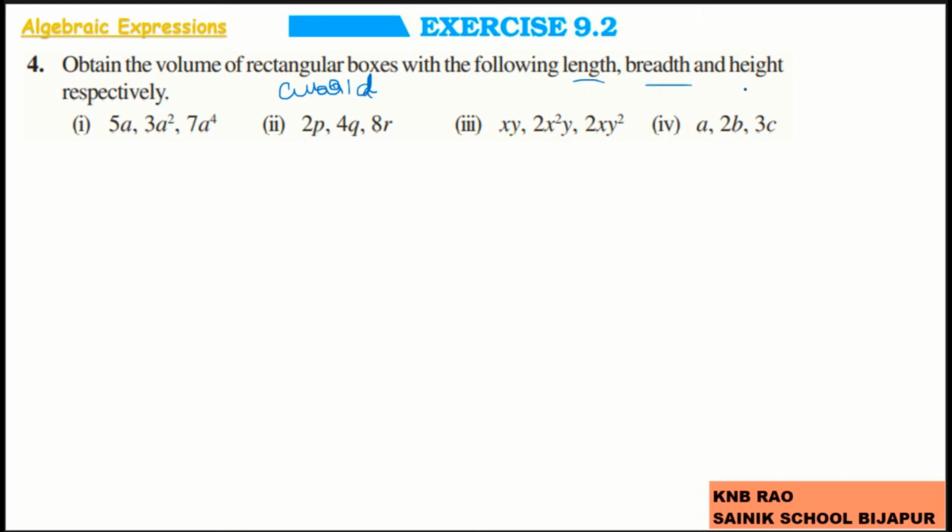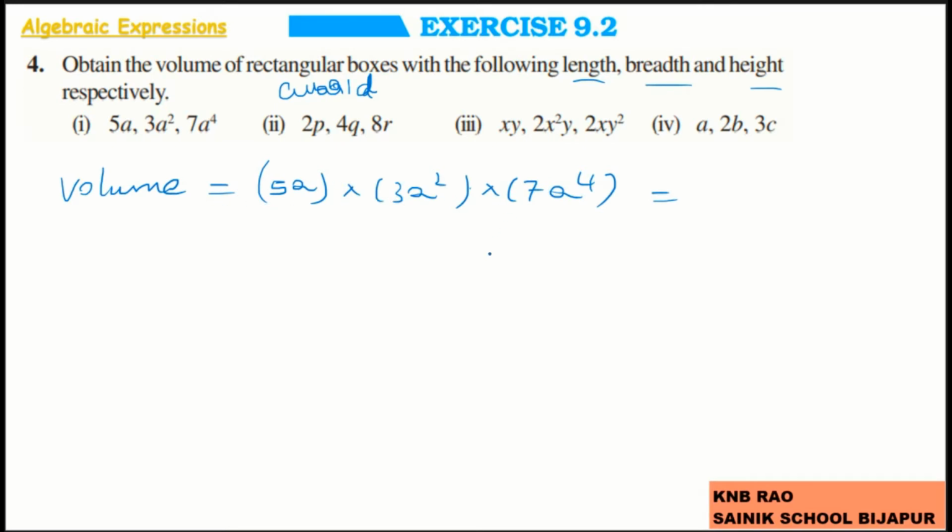Volume is the product of length, breadth and height. So in the case of the first one, volume equals 5a multiplied by 3a square multiplied by 7a power 4, where 5 threes are 15 and 15 sevens are 105. a into a square into a power 4 gives us a power 7 as the volume.